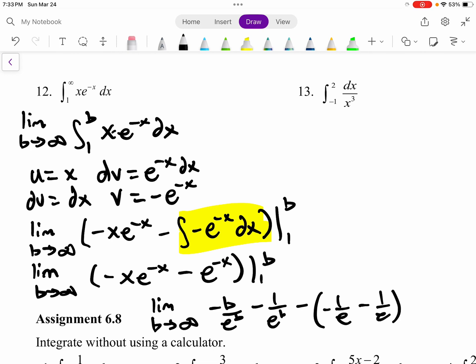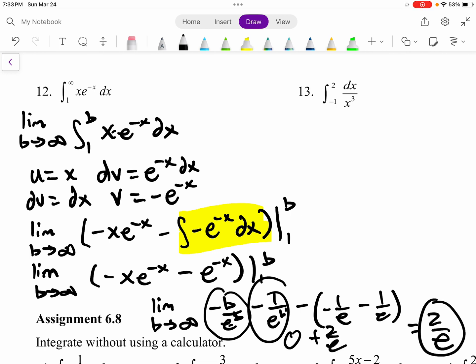Okay, think about what happens here. As b goes to infinity, the denominator goes to infinity, which means this gets closer to 0. Same thing happens here, so both of those go to 0. This ends up being plus, what, 2 over e? So there's my answer. The area under the curve from 1 to infinity of x e to the negative x dx comes out to just be 2 over e.